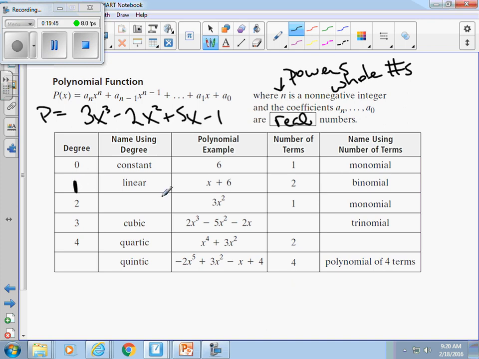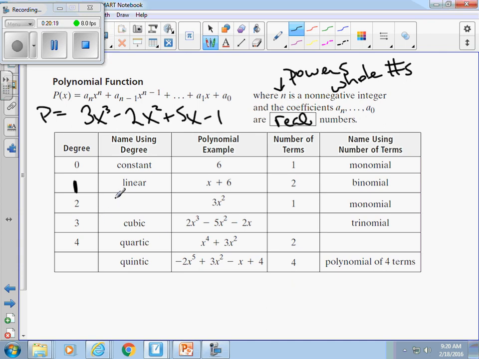If the degree is 1, so x to the first power plus or minus something, that is linear. Now this particular one has 2 terms. Does everyone see that? 2 terms is called a binomial. You've heard me use the word binomial before. When I say, how do you multiply binomials? And then we say FOIL. Binomial is something with 2 terms. Do these words sound familiar?